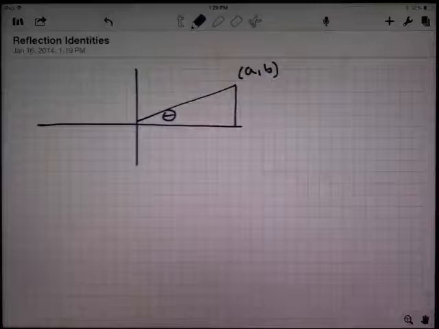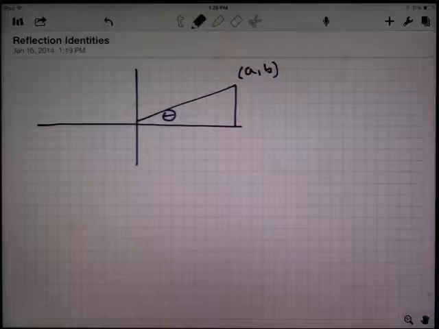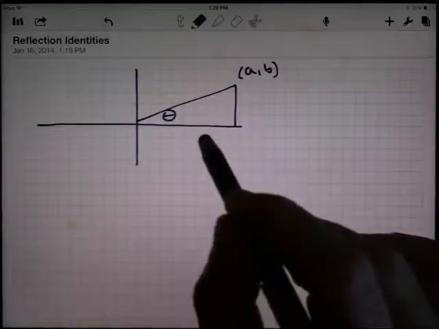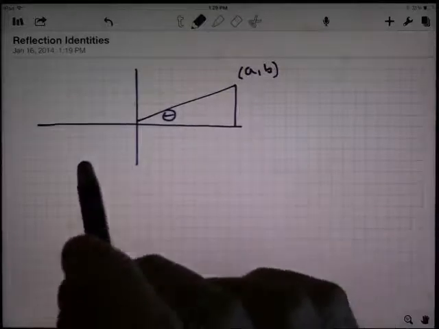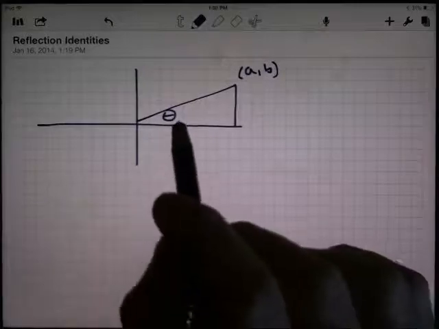In this video, I want to take a look at some other identities that come from reflection, the even and odd ones we got from reflecting the angle across the x-axis. This time let's reflect the angle across the y-axis. So I've got an angle here in standard position.